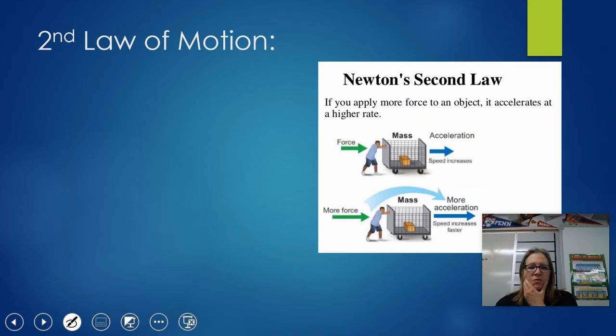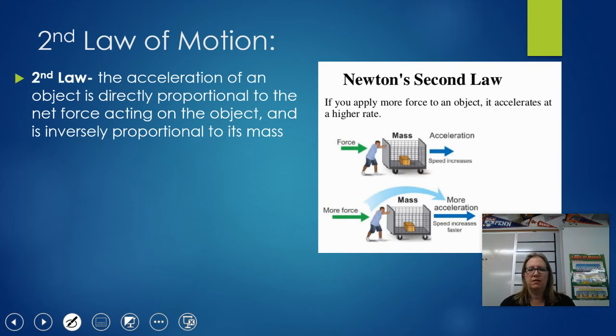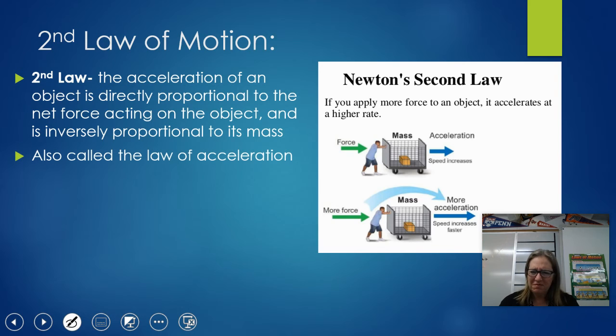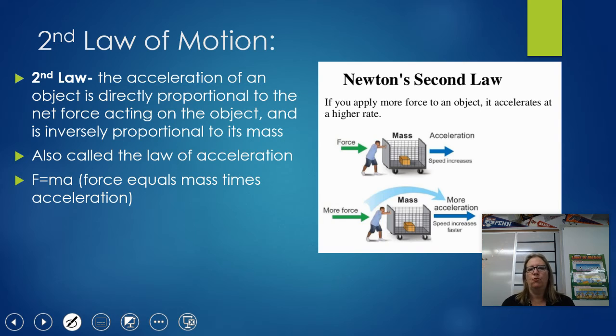All right, let's jump into Newton's second law of motion. This relates acceleration of an object. So the acceleration of an object is directly proportional to the force acting on the object, and it is inversely proportional to its mass. This has to do with the math of things, okay? So it's also known as the law of acceleration, okay? Here's the formula. Force equals mass times acceleration. F is force, m is mass, a is acceleration, okay?